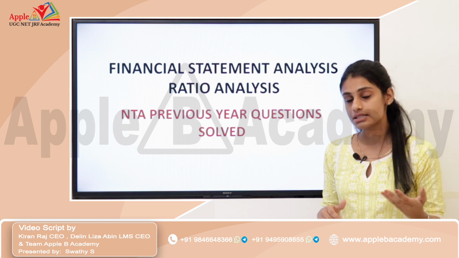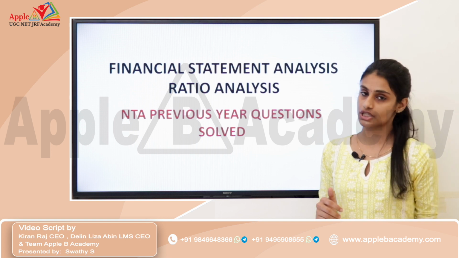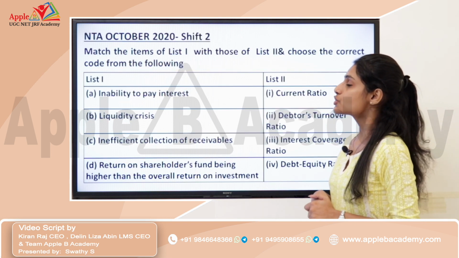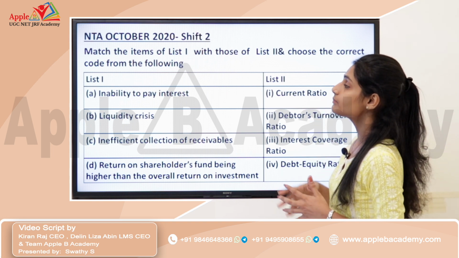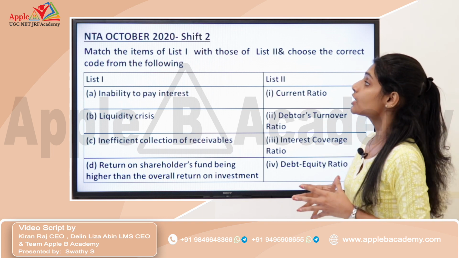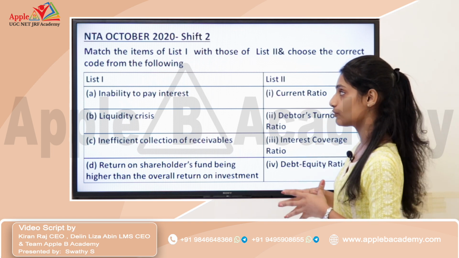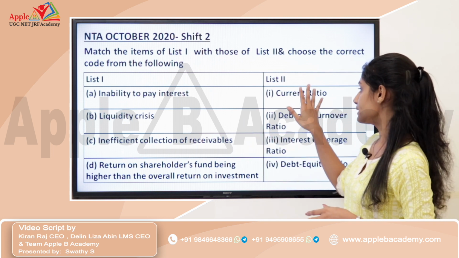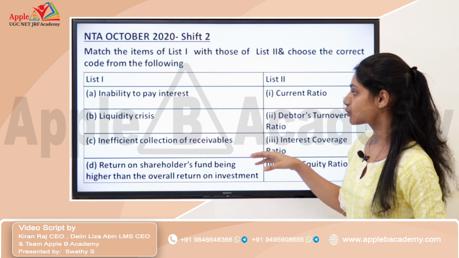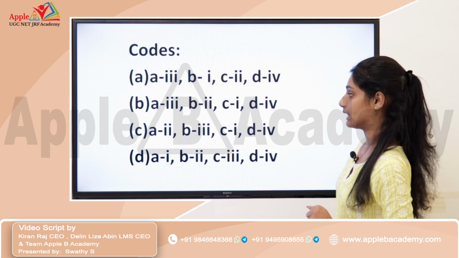We already discussed other financial statement analysis tools like fund flow statement and cash flow statement in a very detailed video. Now let's move on to the first question. This question was asked in October 2020, shift 2. Match the items of list 1 with those of list 2 and choose the correct code from the following. Here you have two lists, and list 2 talks about different types of functional ratios, and you need to match them with the correct explanation.